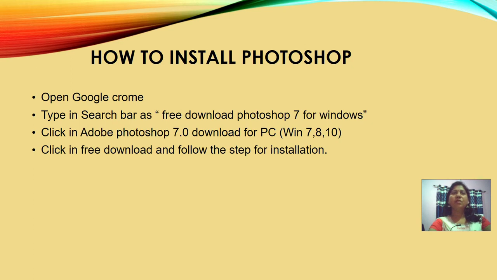How to install Photoshop? Same procedure as your Flash software. You have to open Google Chrome. On Google you have to search "free download Photoshop for Windows", and you will get one option that is called Adobe Photoshop 7.0 download for PC, which supports Windows versions 7, 8 or 10. Then click on the download option and follow the steps for installation.